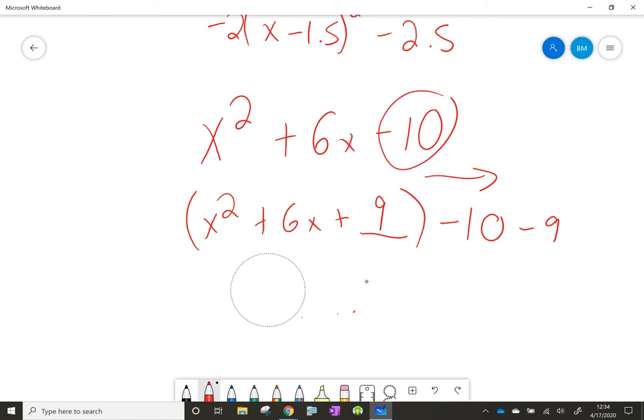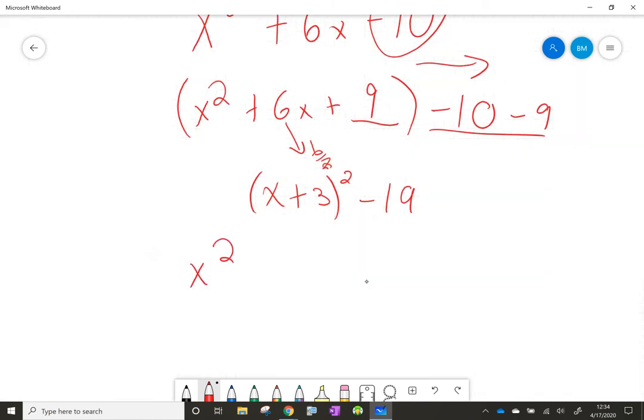And so when I put this final answer in its final form, we're going to have x plus half of b, which was 3 again. We're going to have x plus 3 squared. And then over here, we're going to have the minus 10 minus 9 be negative 19. And that's your factored form. Okay?